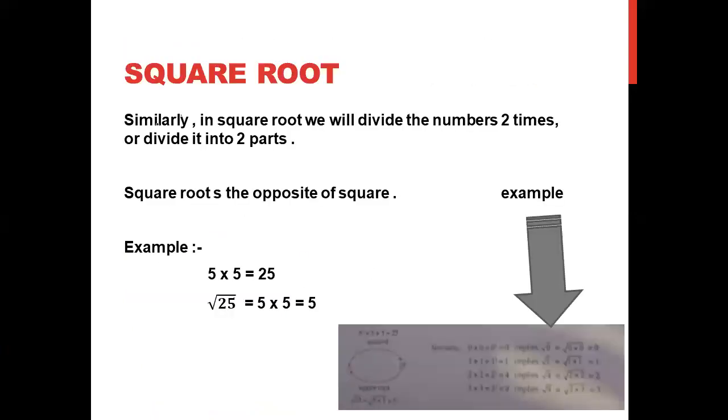Now let's do square root. Similarly, in square root, we divide the number 2 times, or divide into 2 parts equally. Square root is the opposite of square, as we know. One example is 5 multiplied by 5 is equal to 25. As we said, 5 multiplied by 5 can be written as 5 square is equal to 25.